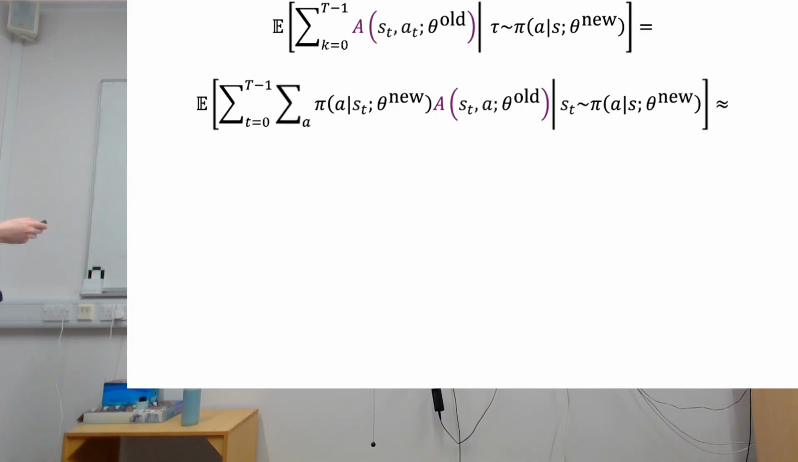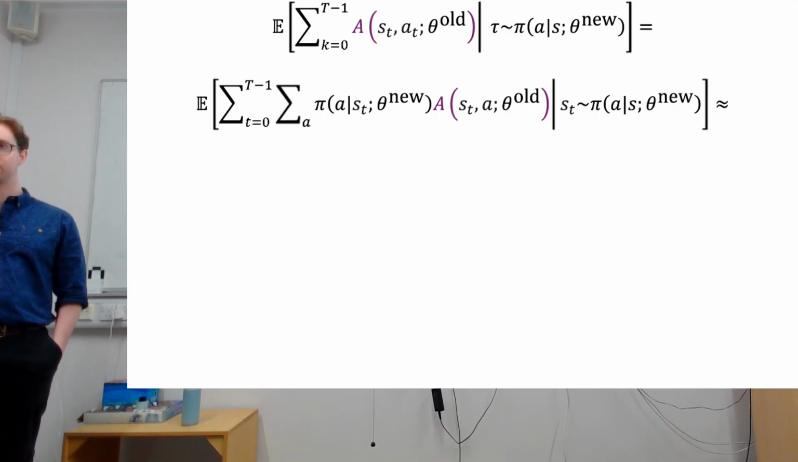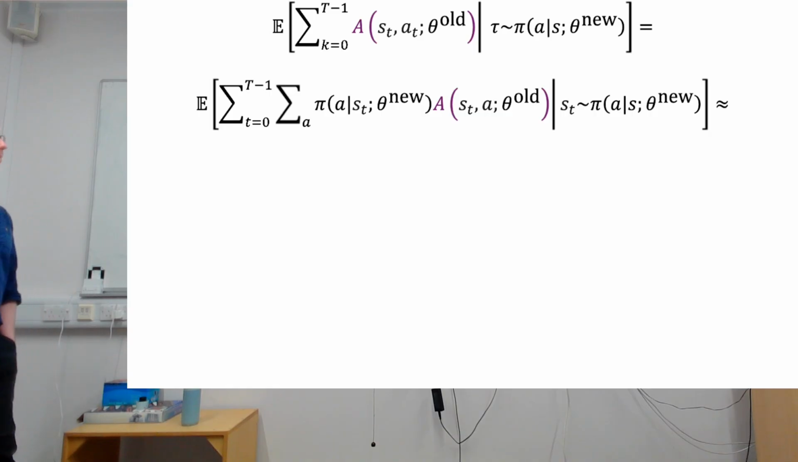So what I've done here is make this expectation over actions explicit. This expectation over actions is just going to be the sum over all actions of the probability of taking that action under my new policy, weighted by the advantage for that state and that action, right? So all I'm doing here is making the expectation over actions explicit, and now I'm only sampling my states according to my new policy. Anyone have questions about this? This is fairly straightforward.